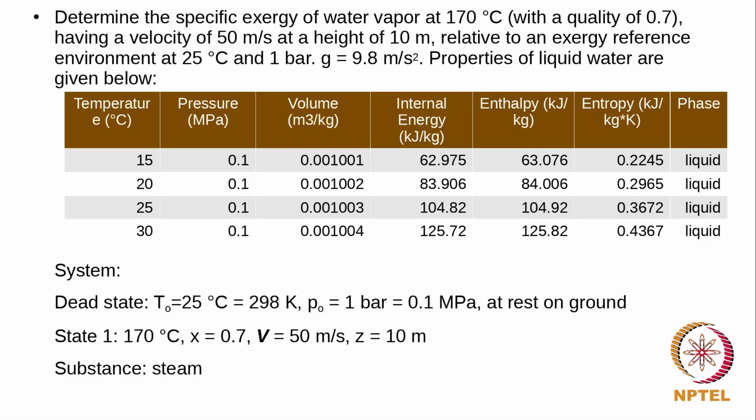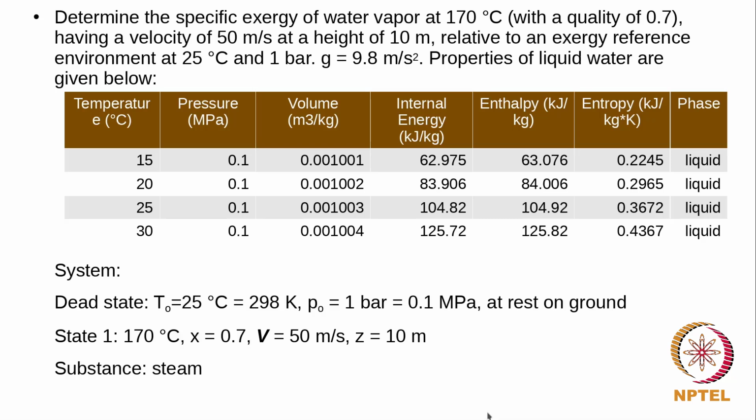I don't have all the numbers worked out here, but I have noted down all the steps, and I think you should be able to go on and do it. So here it says, determine the specific exergy of water vapor at 170 degrees centigrade when the quality is 0.7. The water vapor has a velocity of 50 meters per second at a height of 10 meters above the ground, relative to an exergy reference environment at 25 degrees centigrade and 1 bar. The acceleration due to gravity is given. Properties of liquid water are tabulated here. So what we are asked to find out is the specific exergy.